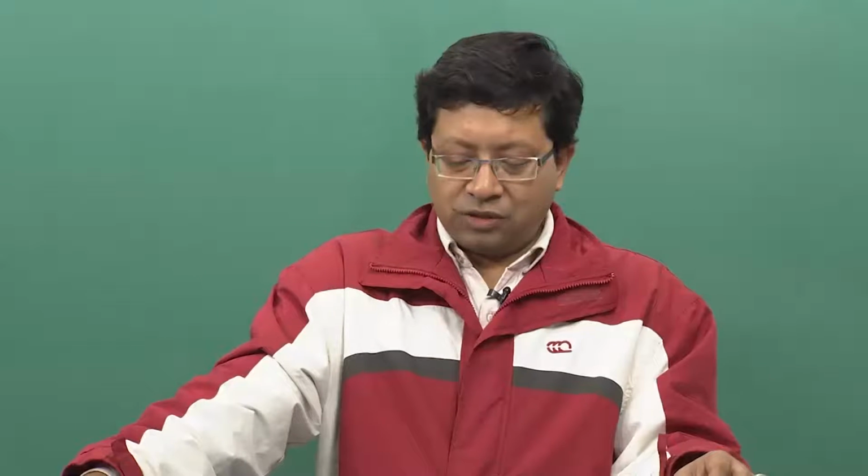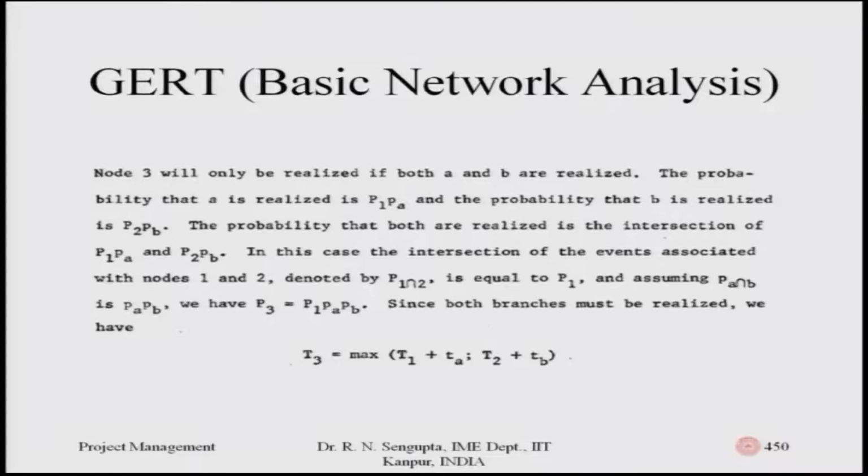Node 3 will only be realized if both A and B are realized, because the AND network, or the AND logic, is in force. The probability that A is realized would, using the same concept, be capital P1 into small p suffix a, those two values multiplied, and the probability that B is realized would be, in the same way, capital P suffix 2 into small p suffix b multiplied together. The probability that both are realized is the intersection, because it is an AND network.